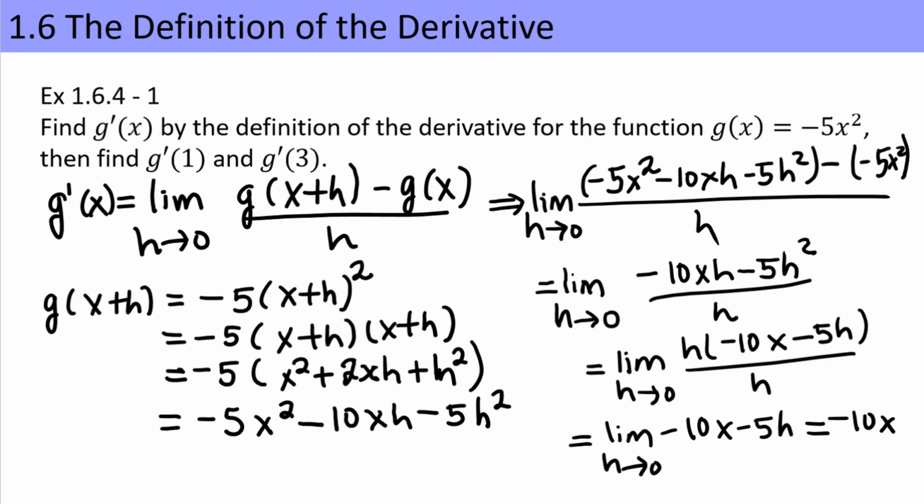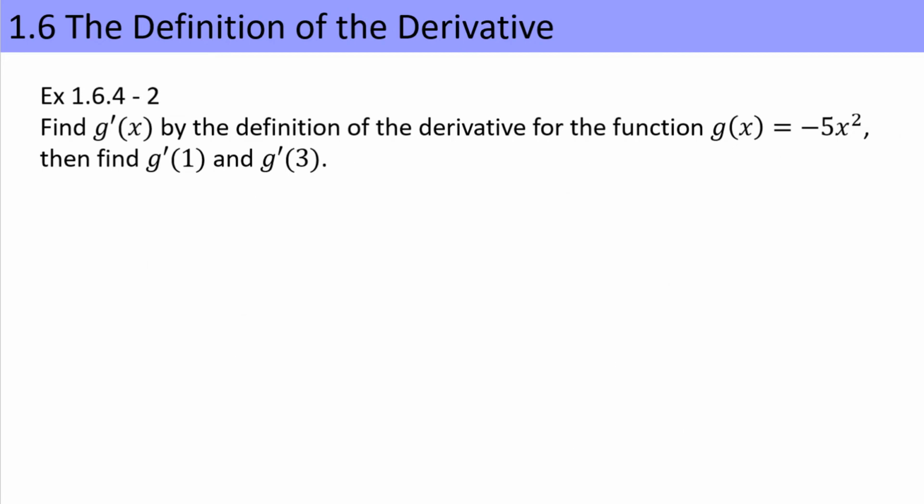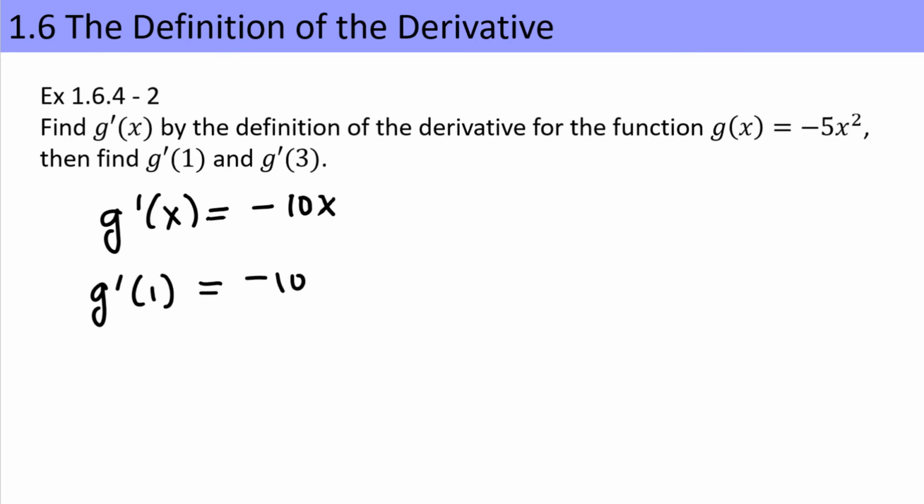So we get to conclude that by the definition of the derivative, g prime of x is equal to negative 10x. We have got the derivative function. Now let's evaluate at the specific values. To compute the derivative at 1, we evaluate the derivative function negative 10x by putting in a 1 every place there is an x, and the result is negative 10.